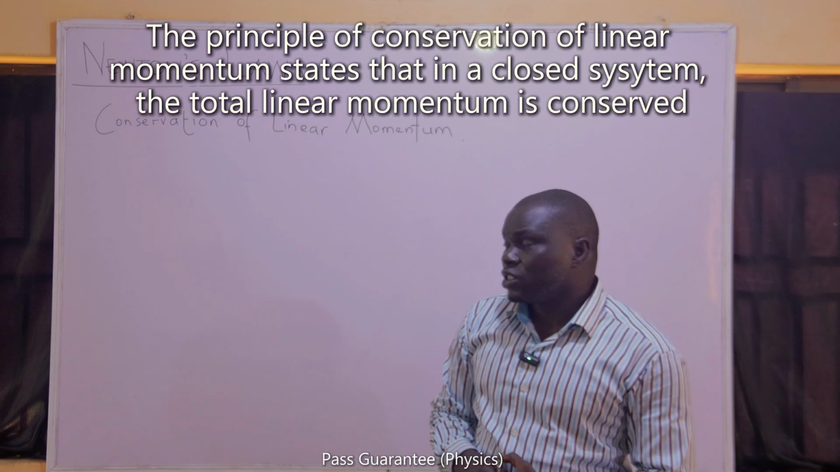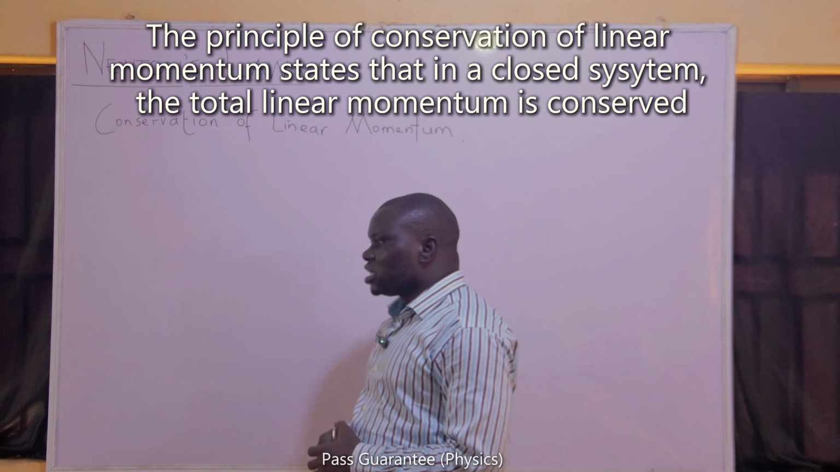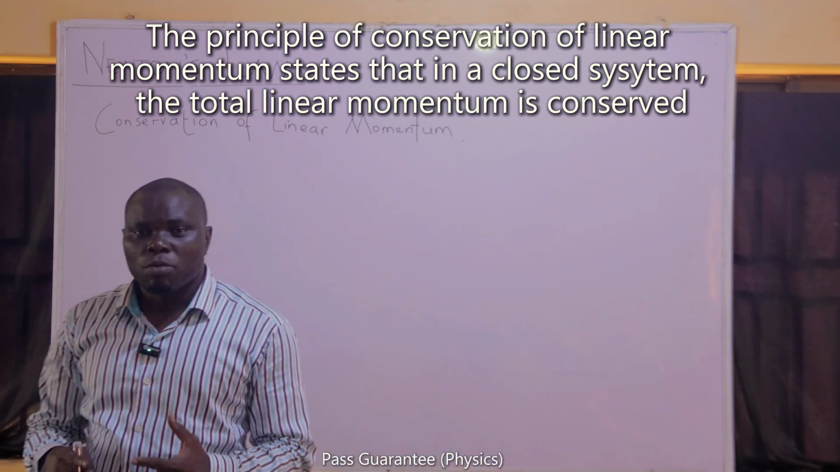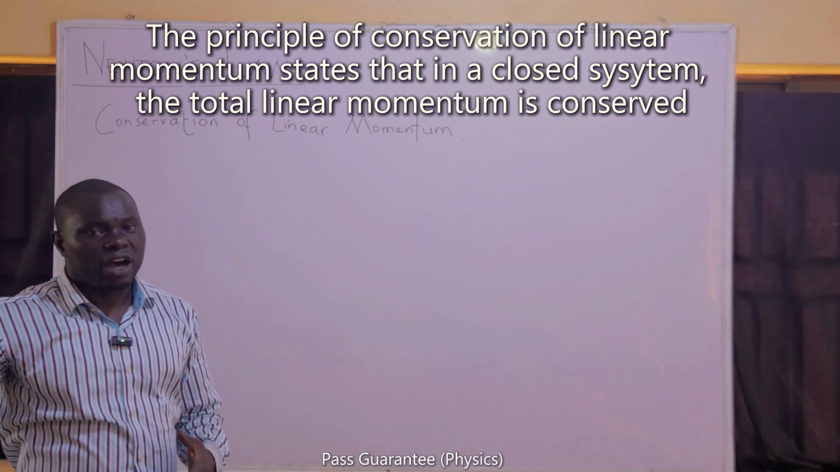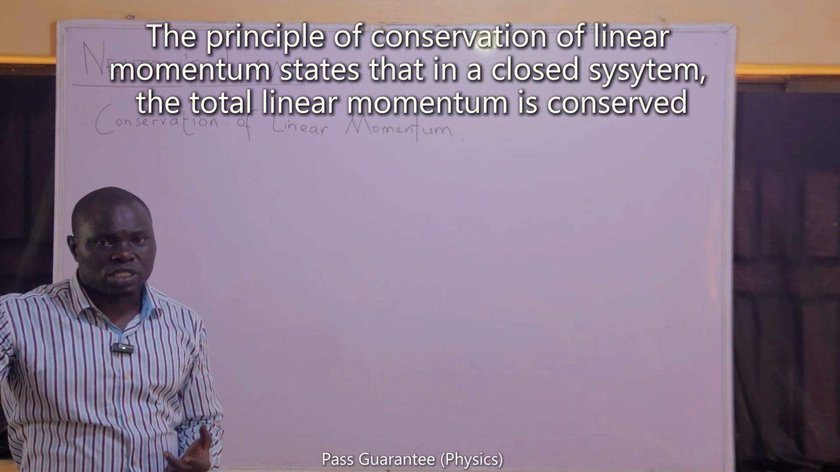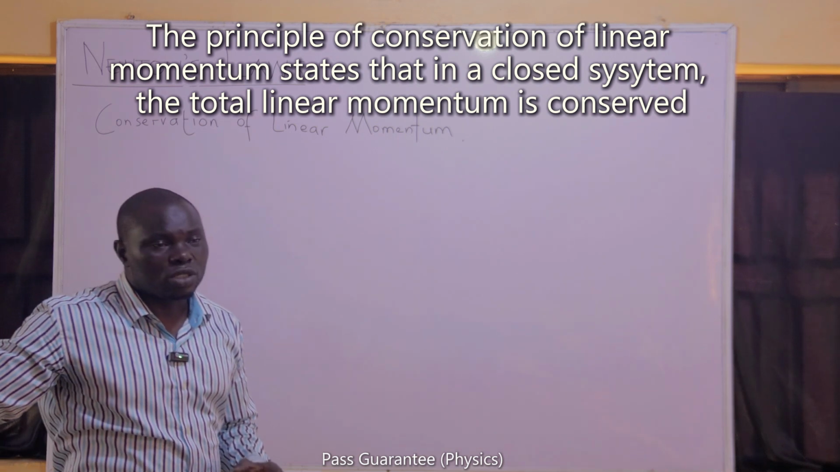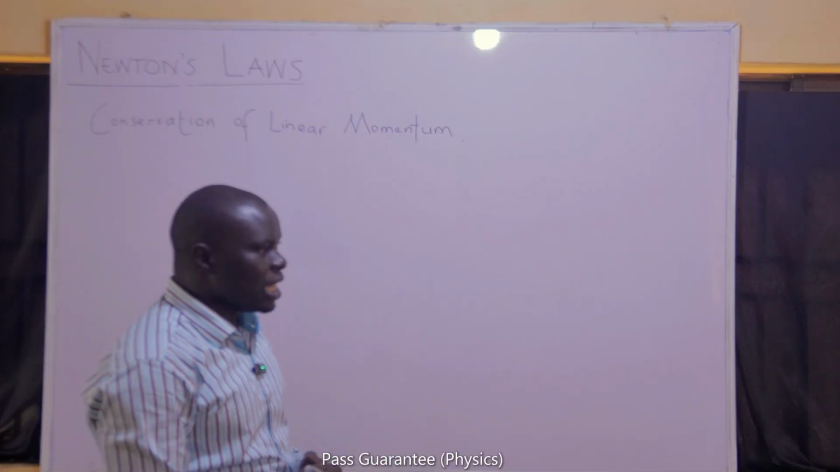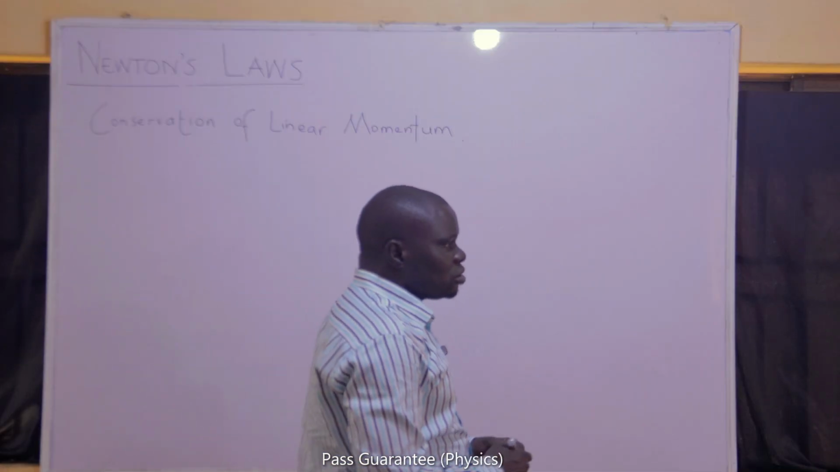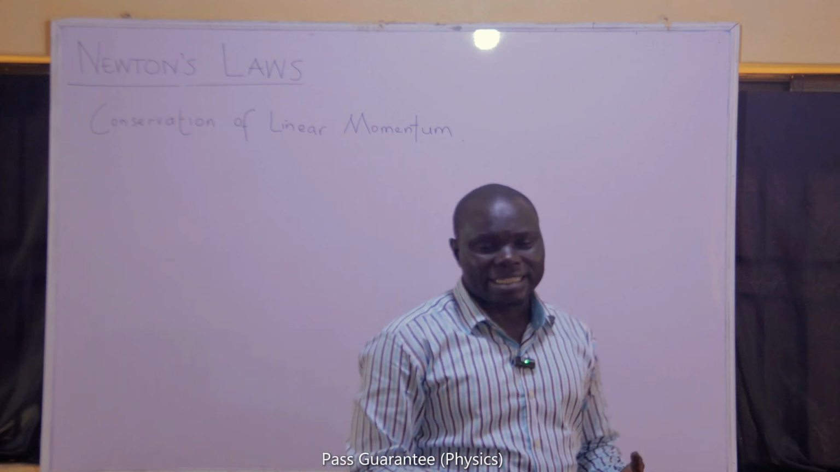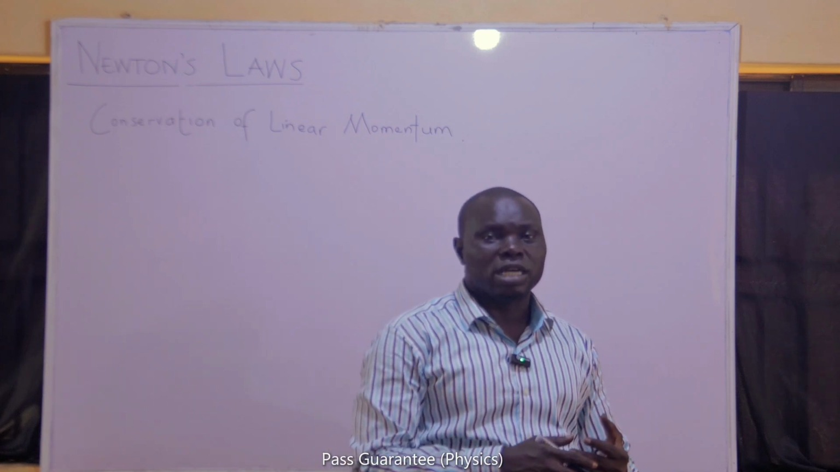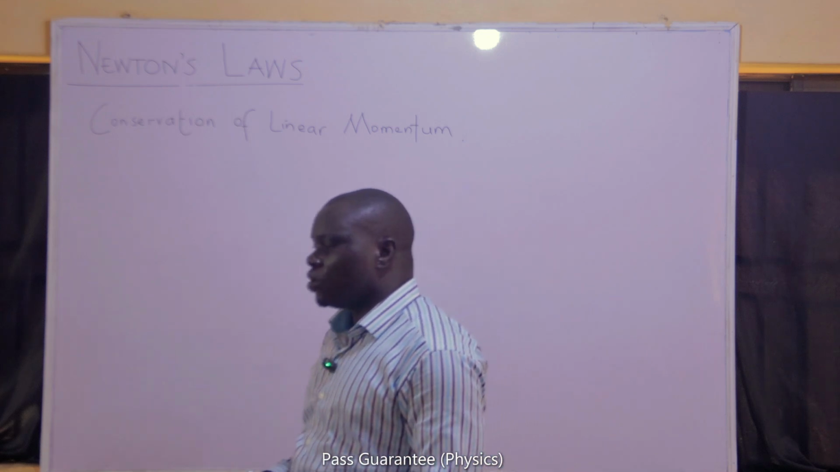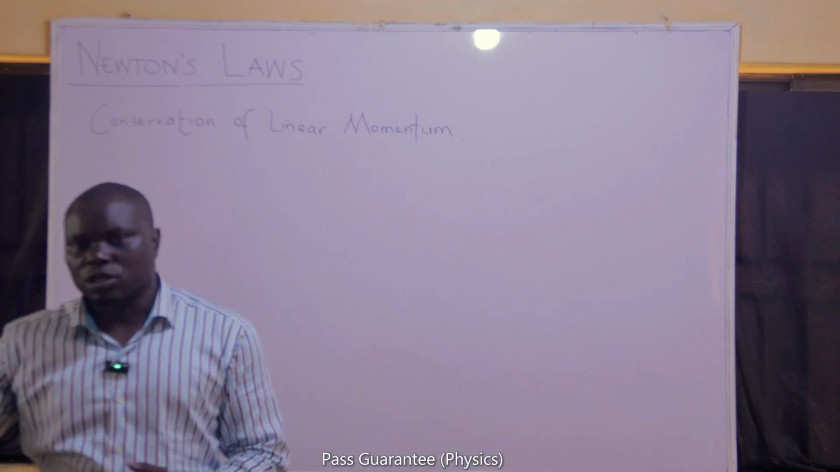The principle of conservation of linear momentum states that in a closed system, the total momentum is conserved. The total linear momentum is conserved. That's a short way to state it, and it's also correct. If you also want me to expand on that, I will say that the total momentum, when two or more objects collide, the total momentum before collision must be equal to the total momentum after collision.